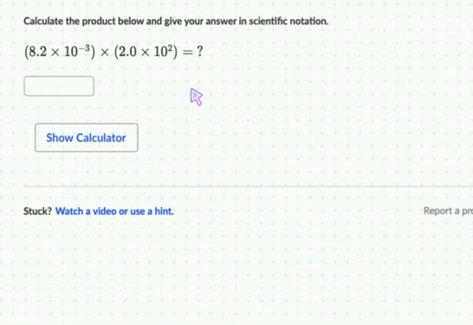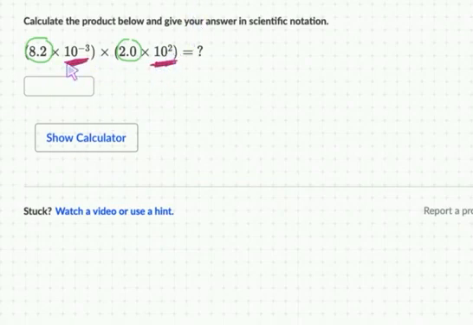Okay, let's try this out. I know this is multiplication and it has scientific notation, so I'm going to color code this first part. That's going to be using my normal exponent rules, and this second part I am going to be using my exponent rules.